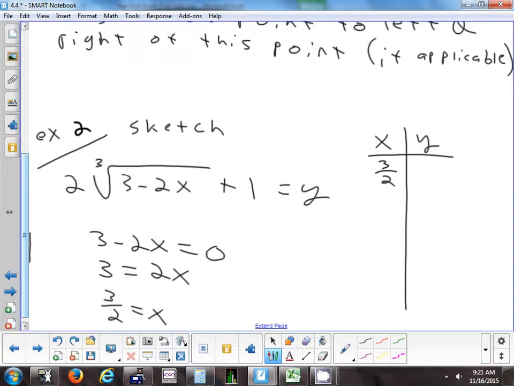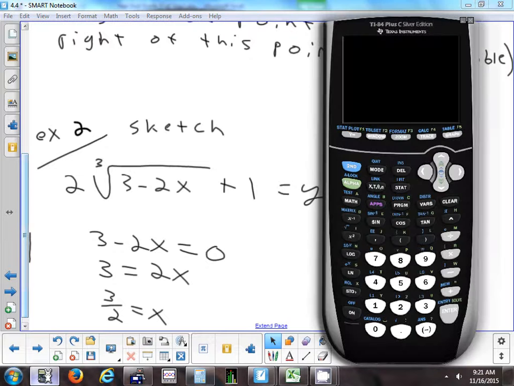What's the cube root of 0? Tyler? Cube root of 0? Yeah. 0. Times 2? 0. 0 plus 1. 1. It's basically just the number right at the end. Okay? That's a point on my graph. 3/2, 1. Okay? Now I'm going to get a couple other points, but I'm going to use my table.